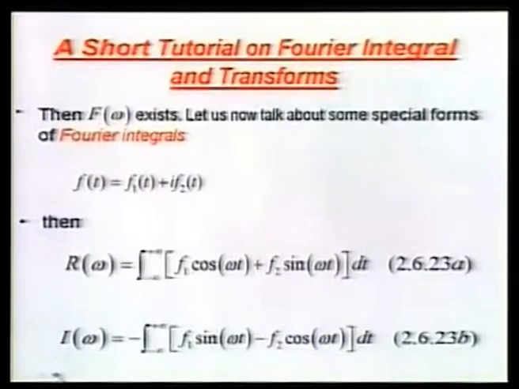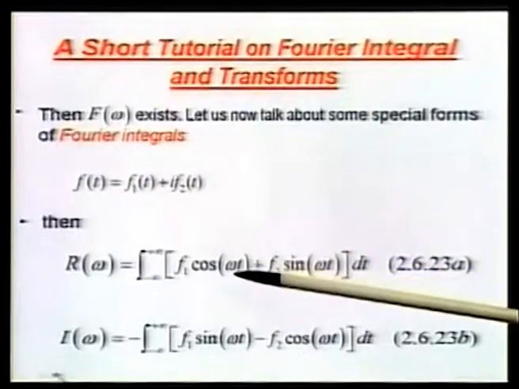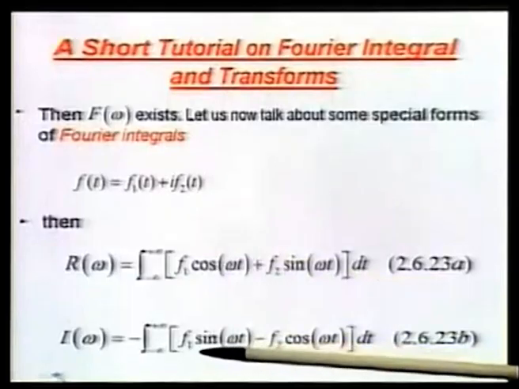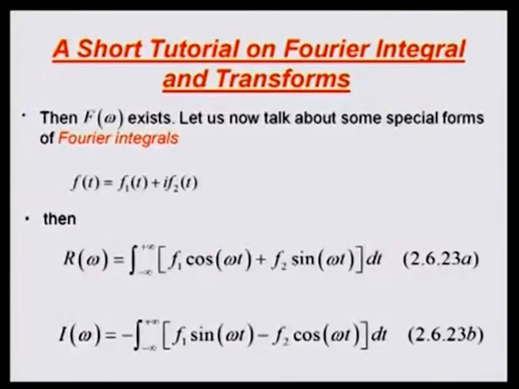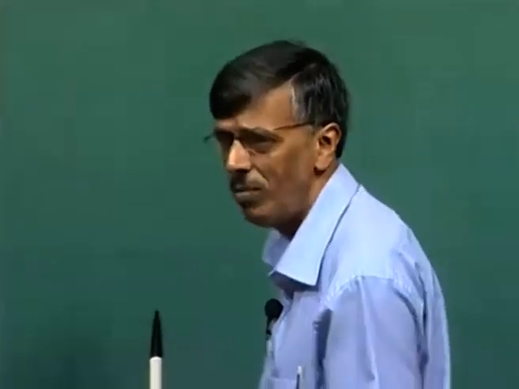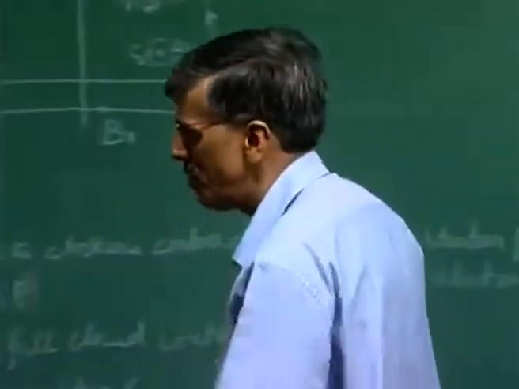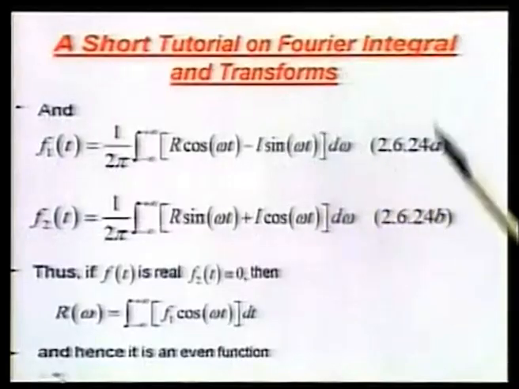Okay. Now, if we define f of t, the response, in terms of a real and imaginary part, the real and imaginary part of the transform is given in terms of this, right. So, this is what we would be using often. Let us familiarize ourselves, and we can similarly do an inverse transform to get back f1 and f2 in terms of R and I. Okay? This is what it is.